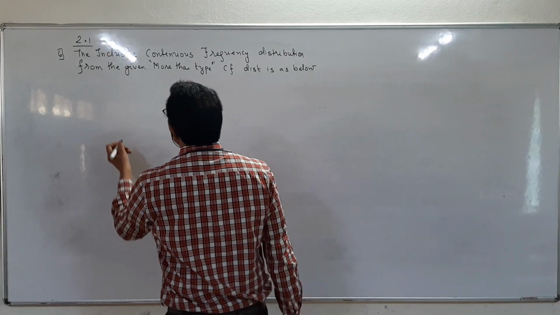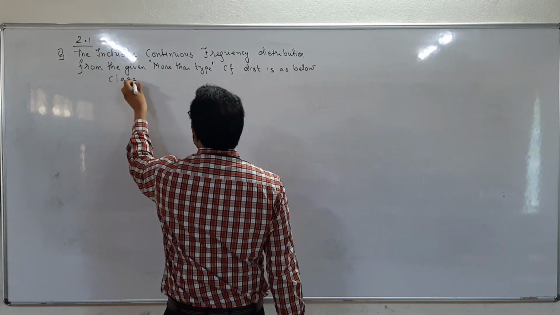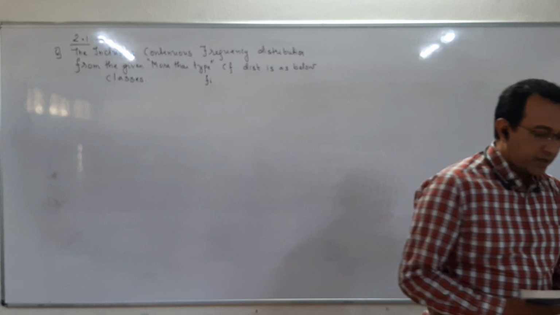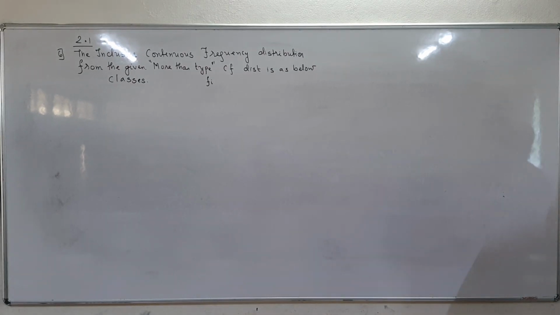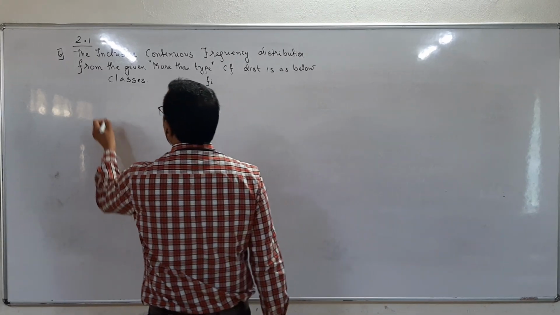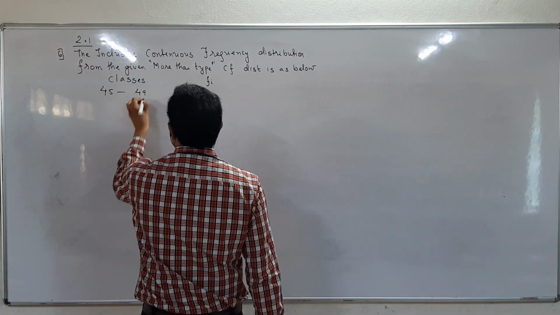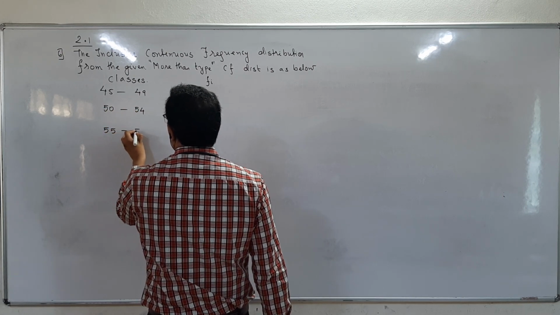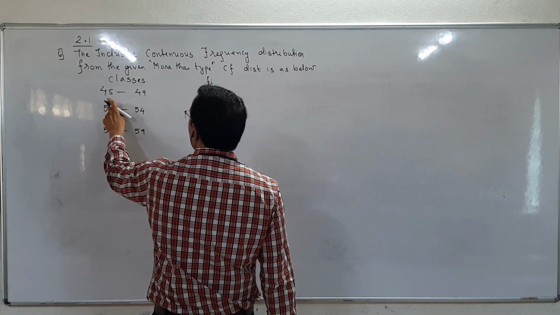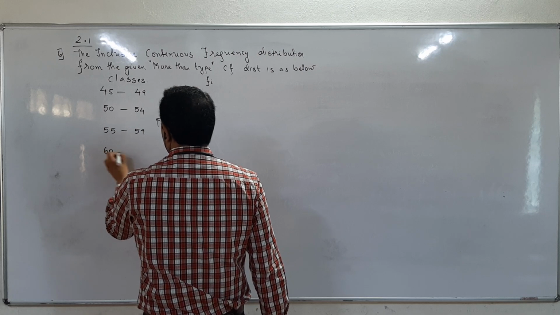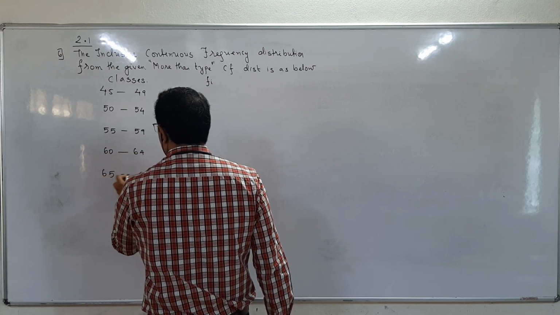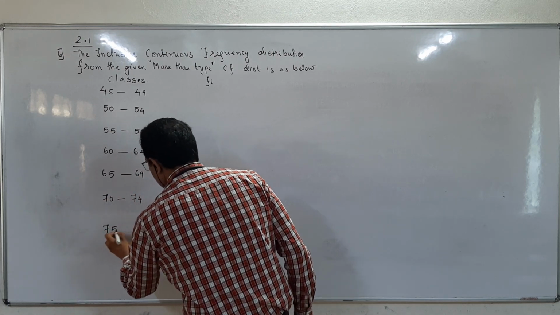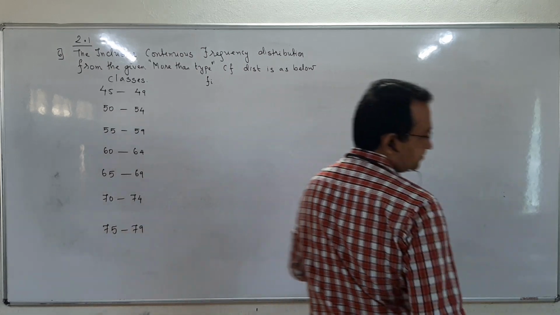So here, first of all, I am writing classes, and then students I am writing F1. So 44.5, 49.5, 54.5, 59.5. So inclusive classes will be like this. Check: 45 to 49, 50 to 54, 55 to 59. Then only boundary points will be 44.5 and 49.5. So 60 to 64, 65 to 69, 70 to 74, and the last class is 75 to 79.